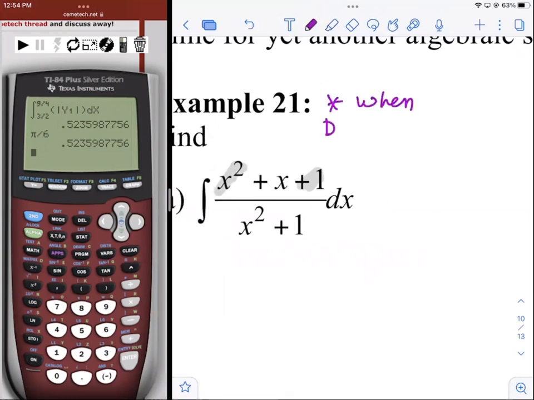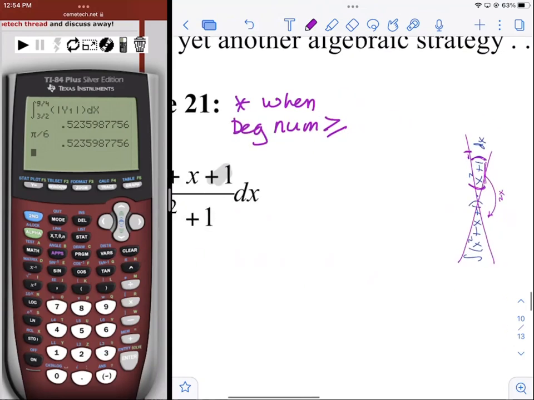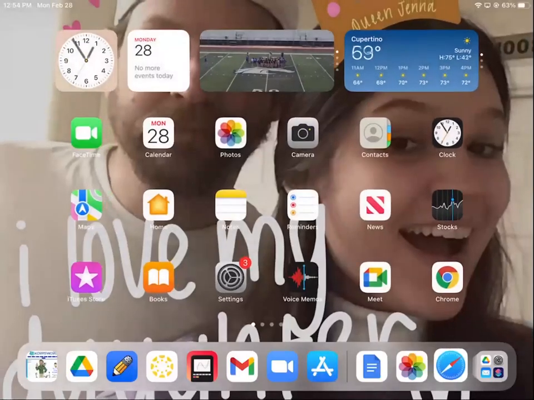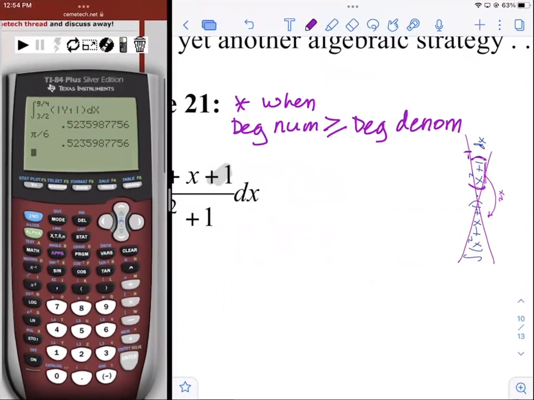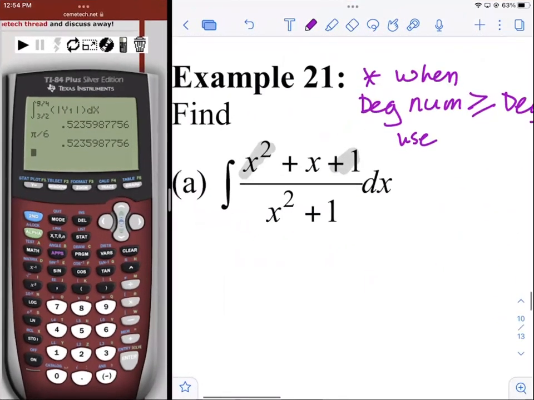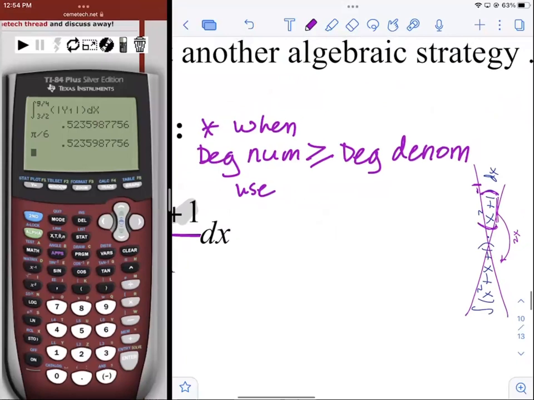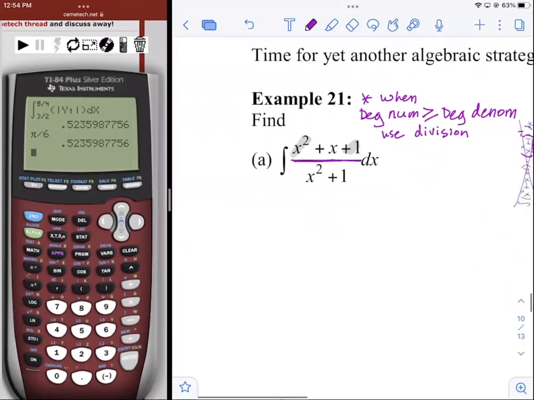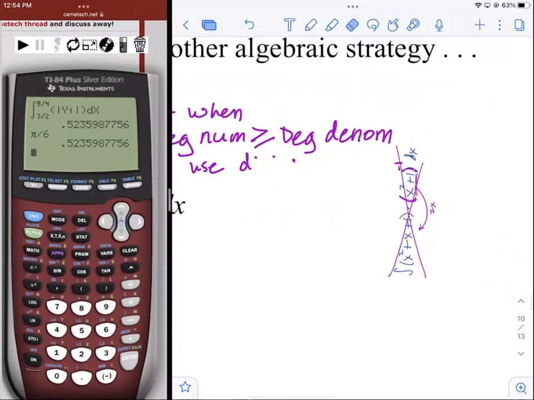When the degree of the numerator is greater than or equal to the degree of the denominator, guess what we're going to do? Lean in and listen. What is this line saying? Divide me. Division. We're going to do long division, as opposed to synthetic.